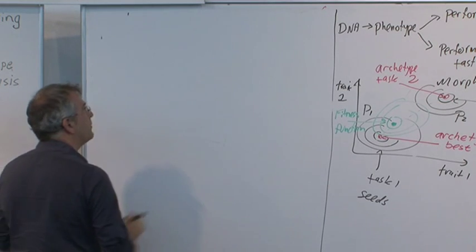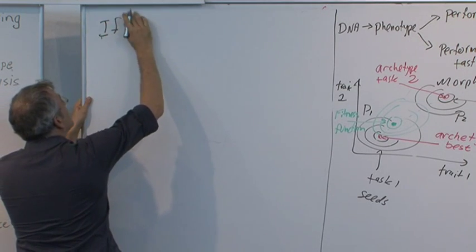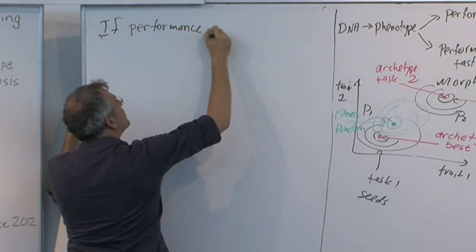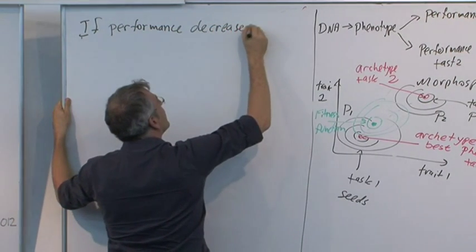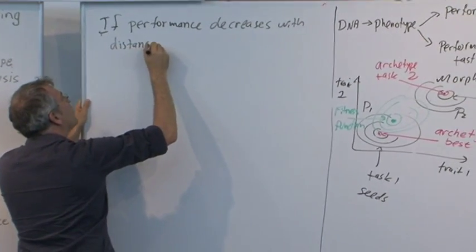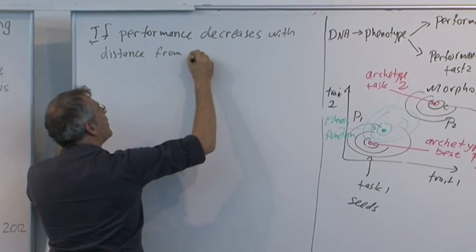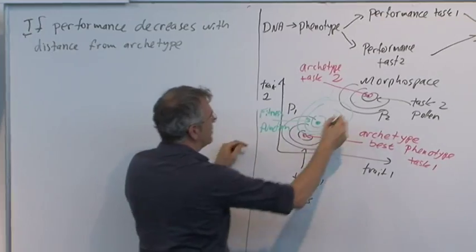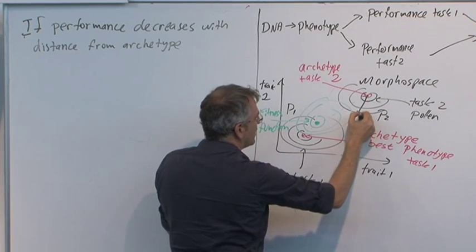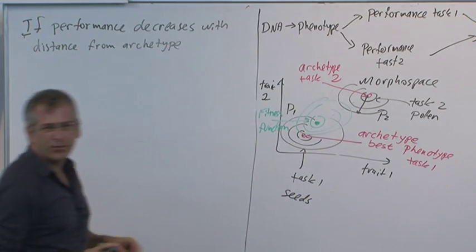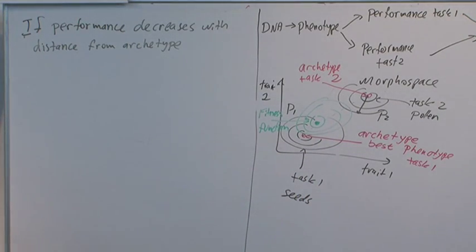It says that if it has conditions, right? If the performance functions decrease with distance from the archetype, so this space has a distance. You can think every point here, you can measure the distance of this point from this point. I'm talking here for professionals about metric distance, inner product, metric norm.